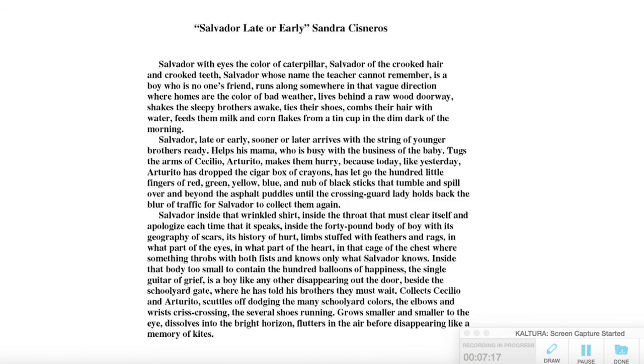For Salvador Late or Early, I'm now not so sure about my hypothesis. It's a stretch for me to show how the imagery, symbols, and other elements relate to loss of innocence. But what I did notice this time around is more about visibility. And it's not just that Salvador is a boy who takes care of his brothers. He is a boy that nobody sees. But through the story and its vivid imagery, Cisneros forces us to see him until he disappears again on the horizon and we're still left looking for him.